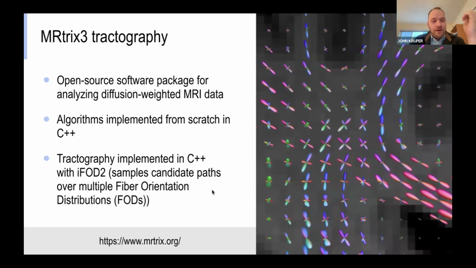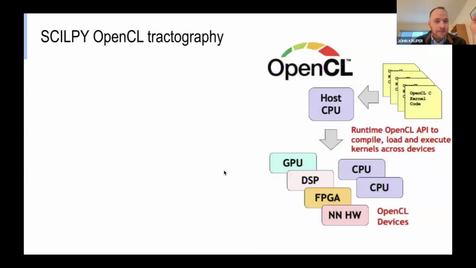And in this case, I benchmarked against their default tractography, which includes iFOD2, which is slightly more complicated than generic probabilistic tractography. It involves sampling candidate paths over multiple FODs. So it's a way of integrating information across multiple voxels before doing tractography.